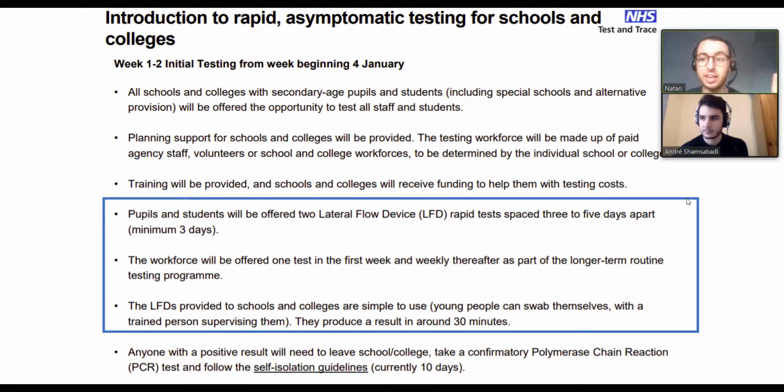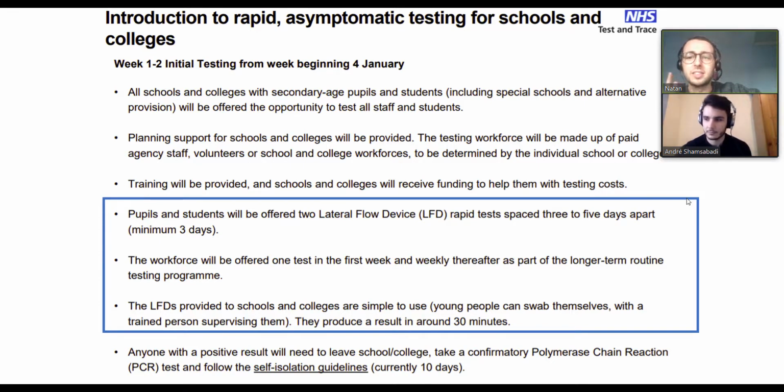So it's in general testing everyone, including asymptomatic people. You might have heard about the trials they did in Liverpool, for example, where they did just mass asymptomatic testing, and they did a lot for university students coming home as well. We'll talk a bit about some of those results later. But the key thing is that pupils and students, not sure why there's a distinction there, but still, are offered 2 lateral flow device rapid tests spaced 3 to 5 days apart, minimum 3 days.